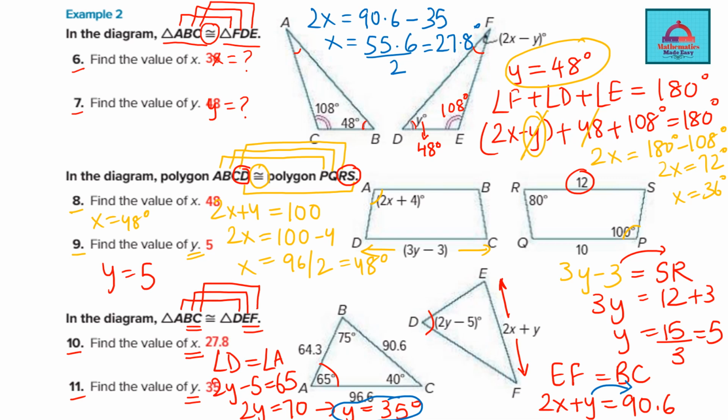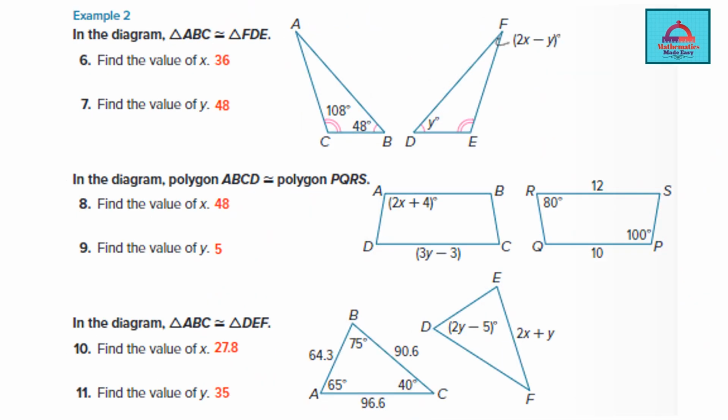So that completes question 6 to 11. Let's now check the formula sheet. I have already shown you how to reach these answers. For question 6 to 11, this is the answer key.